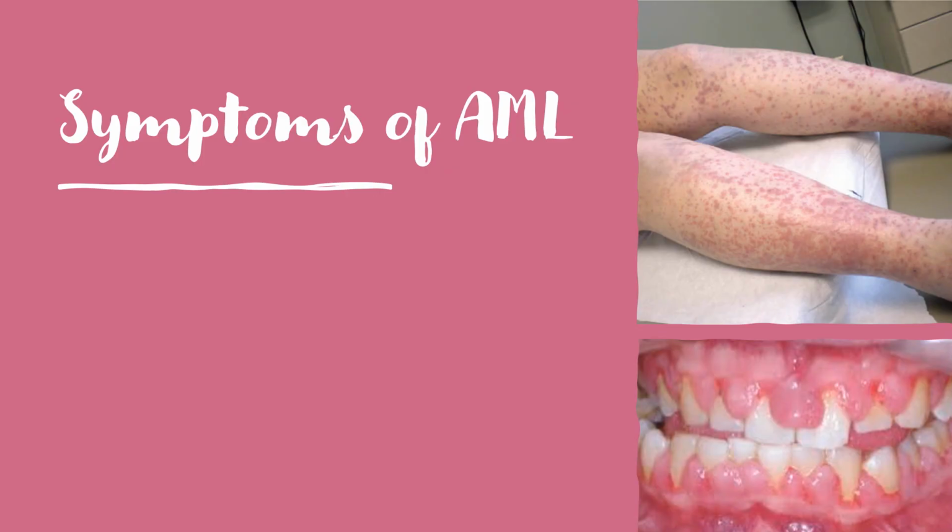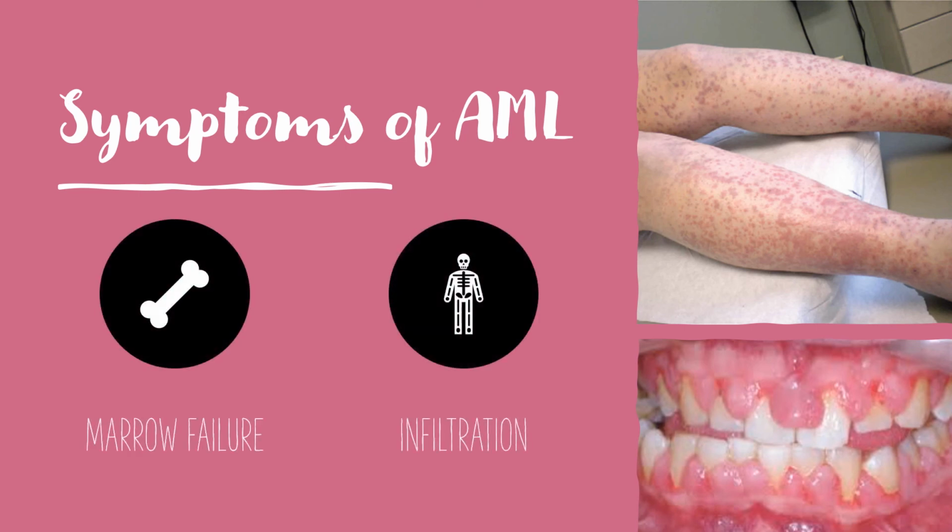Again, just like in ALL, symptoms are related to marrow failure and infiltration. You may find anemia, infection, or bleeding, but you may also find something called DIC in a specific subtype, disseminated intravascular coagulation. You can see this in the top right. This is a condition where blood clots form throughout the body in the small vessels.